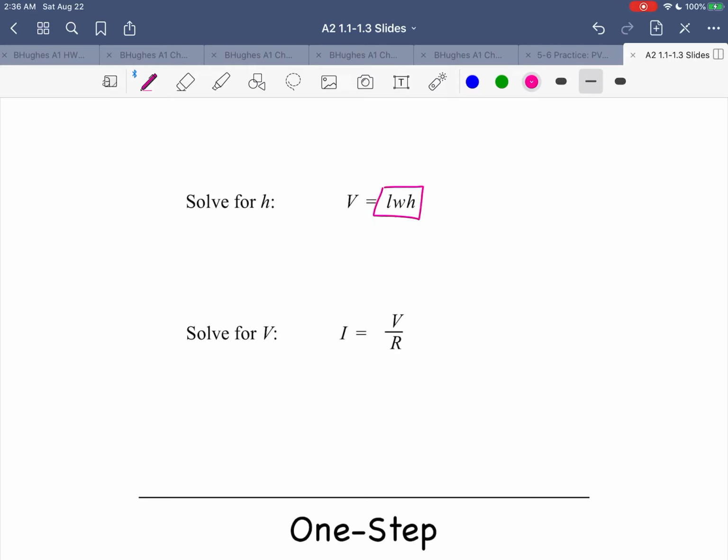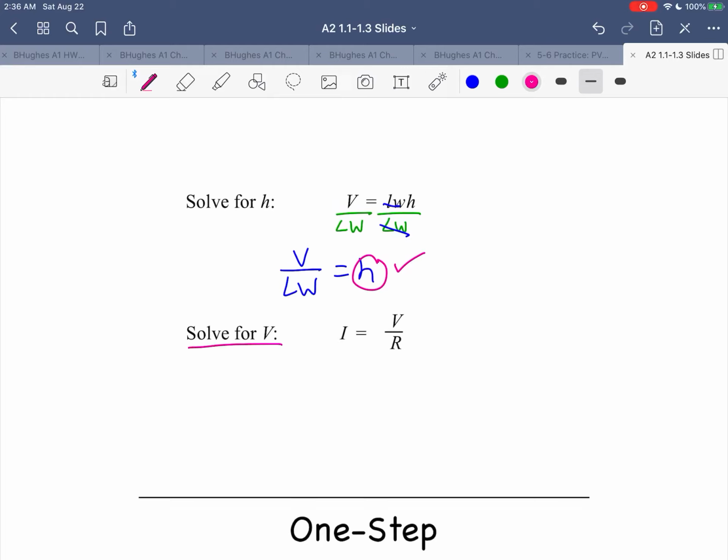Now you have to evaluate what h is doing with the other variables. Well, you should be able to see that there's no symbols in between, so that means that these are all being multiplied. So what is the opposite of multiplication? Well, it's division. So to cancel the L and the W off of that side so that h is alone, I'm going to divide by L and W. So that's going to make the LWs cancel, and I have V over LW equals H, and that's what I wanted. I wanted to solve for H. So H is equal to V over L times W.